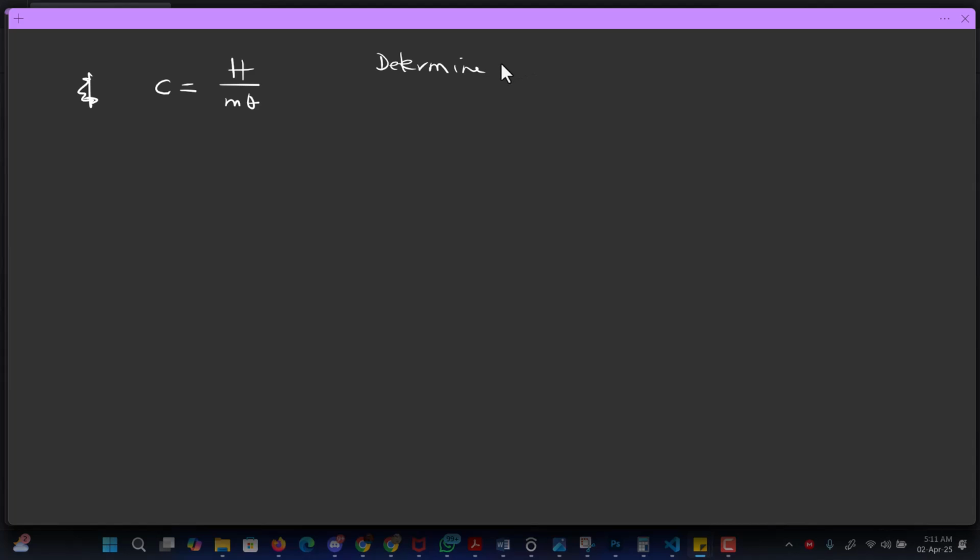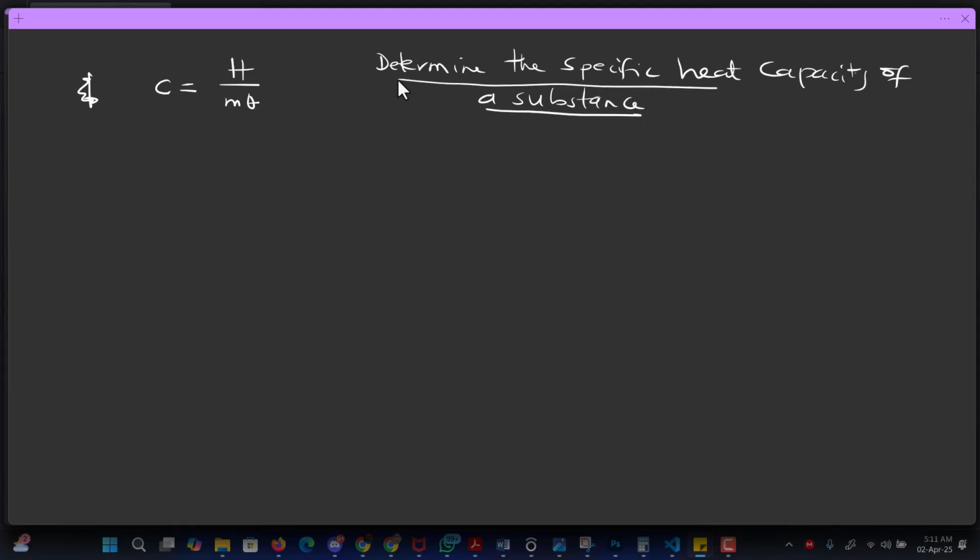Determine the specific heat capacity of a substance. Actually, it is supposed to be of a substance. I always forget that. Everything that comes into my mind is body, body, body. Okay, quick one, sorry for that.